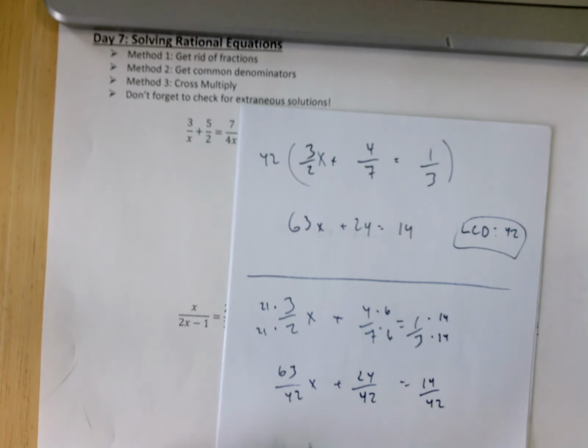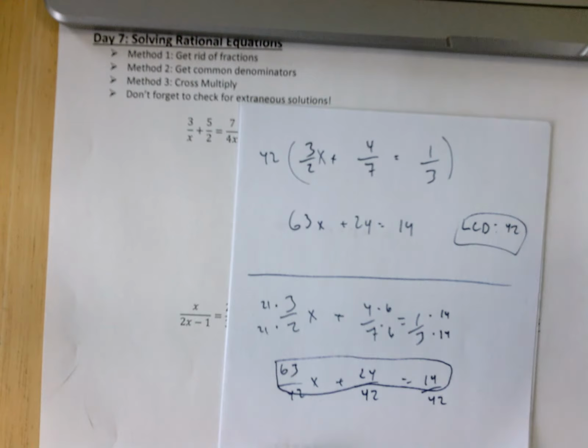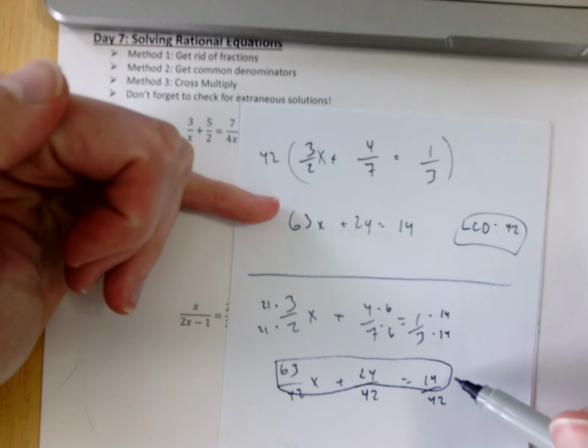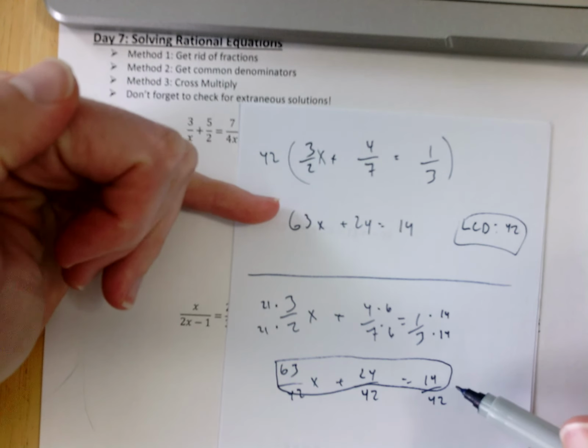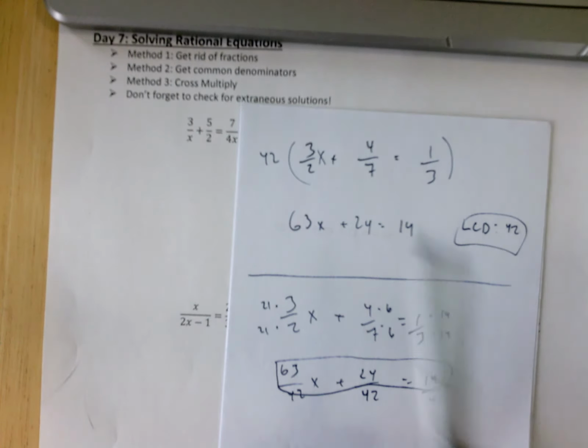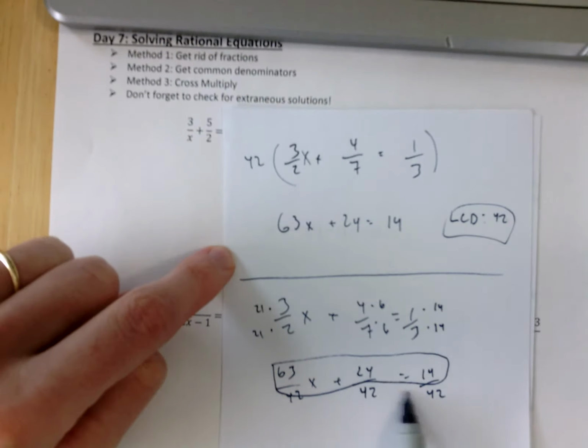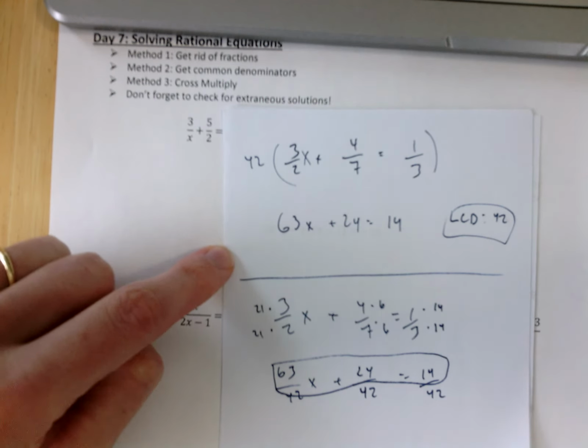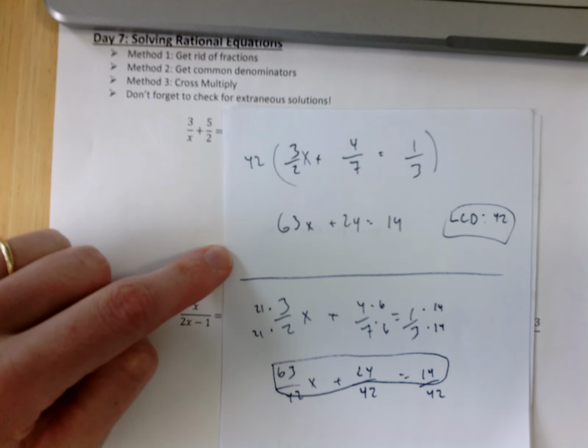And then once you have all common denominators, you can essentially ignore the denominators and just solve this equation in the numerator, which you'll notice is the same equation that we had in the last method. Okay, so that's method two. Personally, I prefer to do it this way just because I think it's a little bit neater. It's a little less writing. So that's kind of what I like about it.